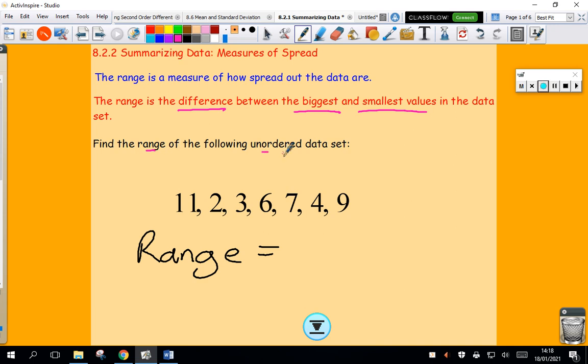set. It's not in order, but I can see straight away the largest value is 11, the smallest value is 2. So if I was to put them in order, the first value would be 2, the last would be 11. The range is the difference between those two values. So it's just 11 subtract 2, which is 9. It's as simple as that. Okay?